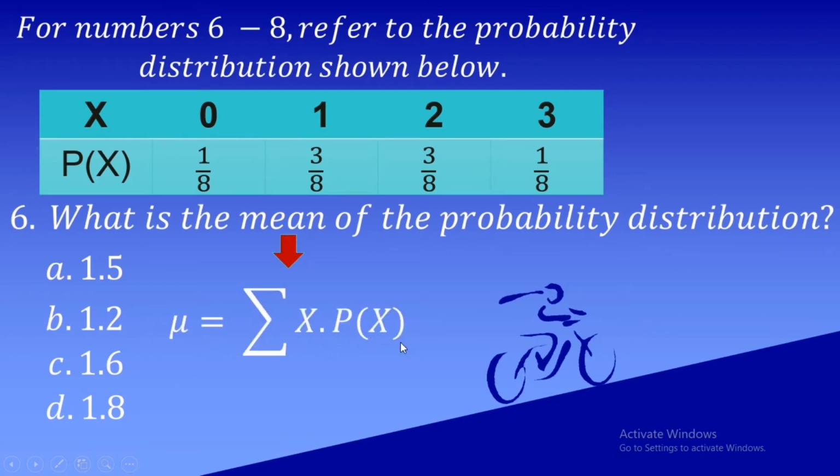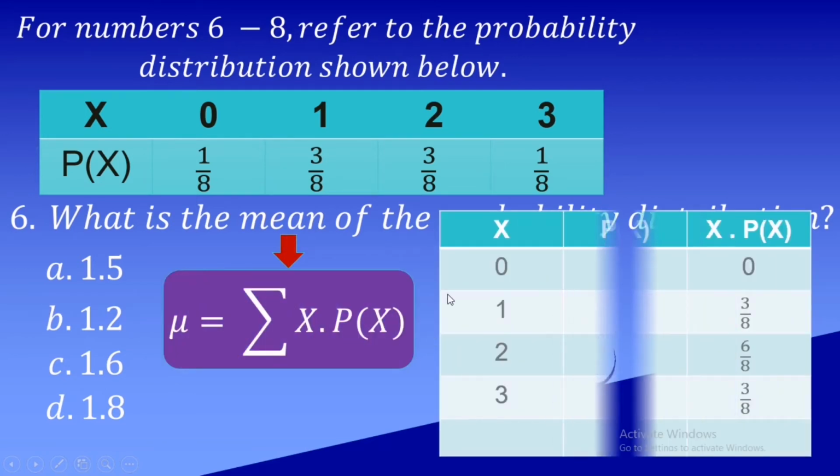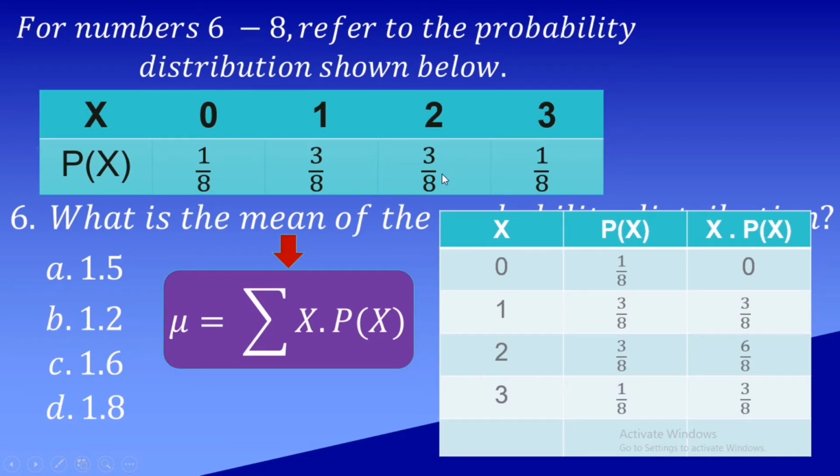Given that mu is equal to the summation of x times p of x, let's construct the table for the probability distribution. Get the product x times p of x. That is 0 times 1, so 0 over 8 or 0. 1 times 3 is 3 over 8. 2 times 3 is 6 over 8. 3 times 1 is 3 over 8.